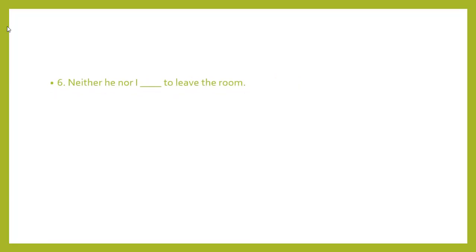Now we go to sentence number 6. Neither he nor I dash to leave the room. Think of its solution. Okay. Now compare your solution with this solution. Neither he nor I was to leave the room. What should be the rule behind sentence number 6?